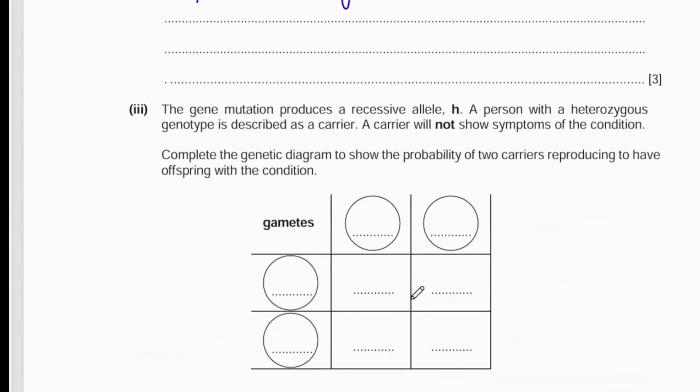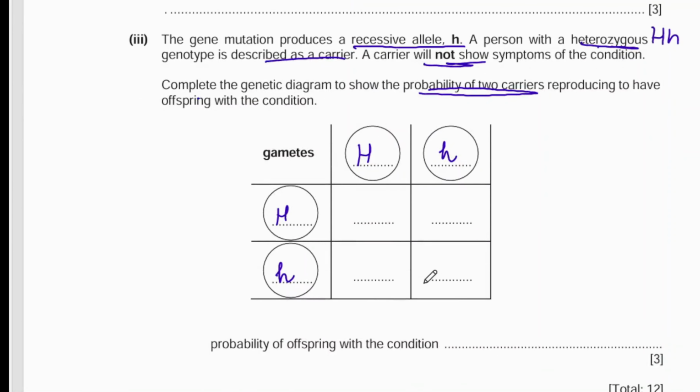The gene mutation is given. It's a recessive allele h. A person with a heterozygous condition is a carrier, meaning capital H and small h is a carrier. A carrier will not show symptoms. Complete the genetic diagram to show the probability of two carriers, both heterozygous. So what would be the probability of the offspring with the condition?